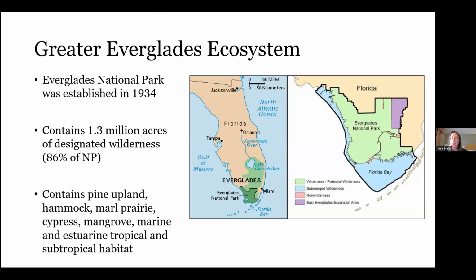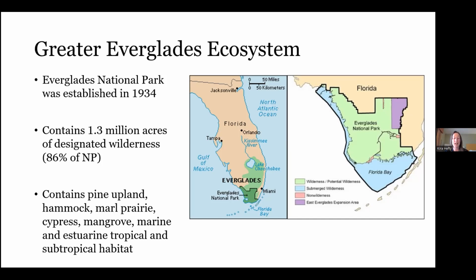And so here is where Everglades is located. Again, it's the southern tip of Florida, a really unique ecosystem, also referred to as the River of Grass. It's generally this large flowing river. That's really what the Everglades is, or was historically: one large flowing river, the widest river in the United States. Everglades became a national park in 1934, and it currently contains 1.3 million acres of designated wilderness.